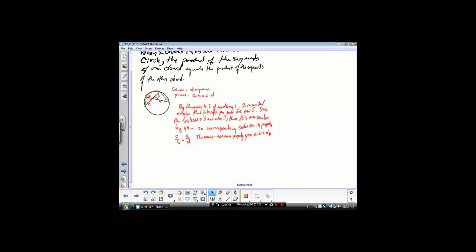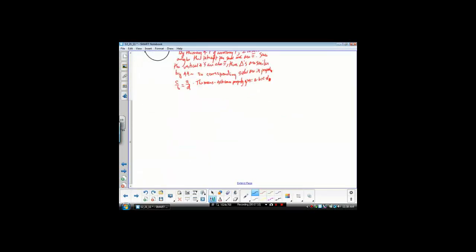All right. Moving now to Theorem 9-12. Theorem 9-12: When two secant segments are drawn to a circle from an external point, the product of one secant segment and its external piece will equal the product of the other secant segment and its external piece.